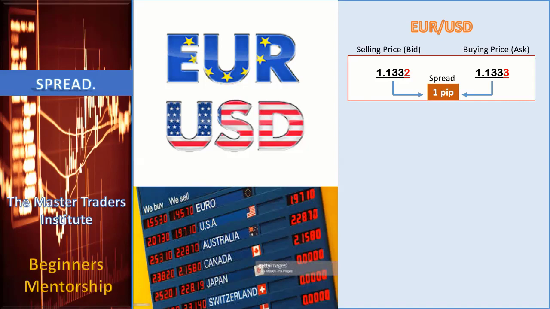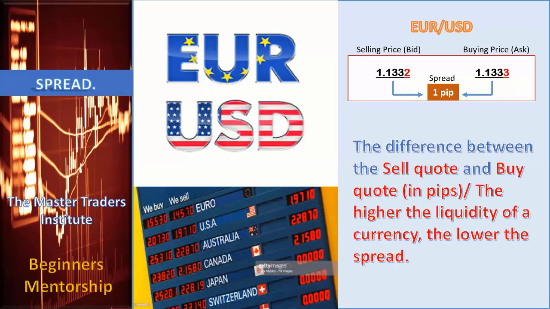This is their profit margin, because if they buy from you very low, they want to sell to another person high. The difference between what they bought from you and what they sold, the profit they made, is what we call the spread. So it is said here, the spread is the difference between the sell quotes and buy quotes in pips, and the higher the liquidity of a currency, the lower the spread.